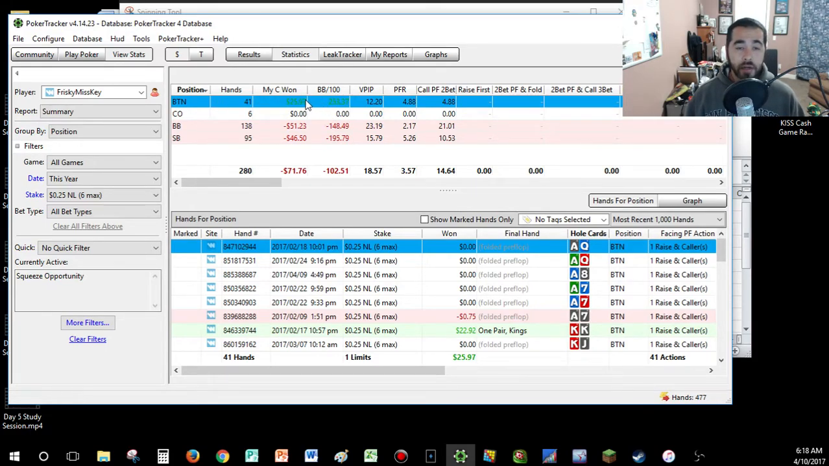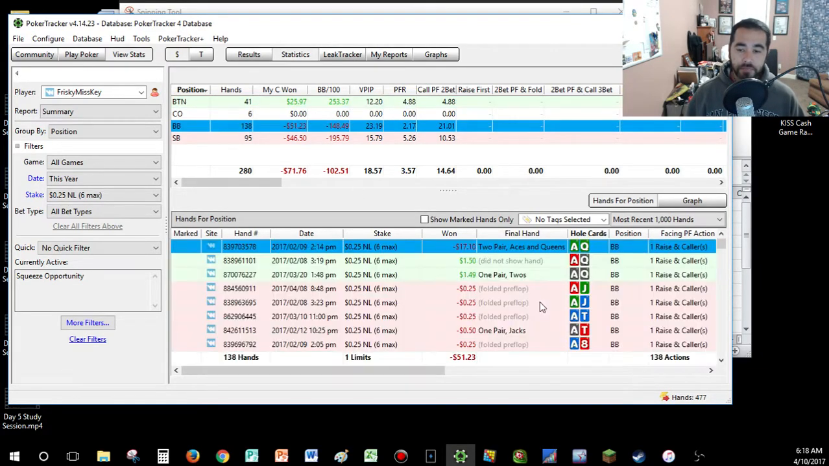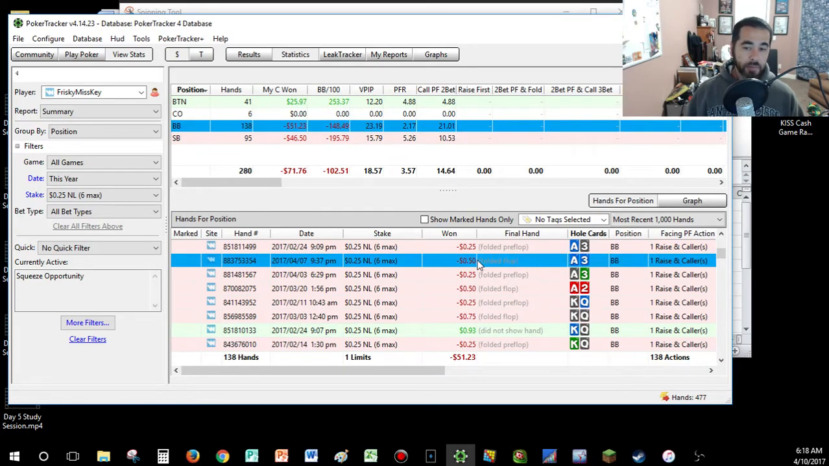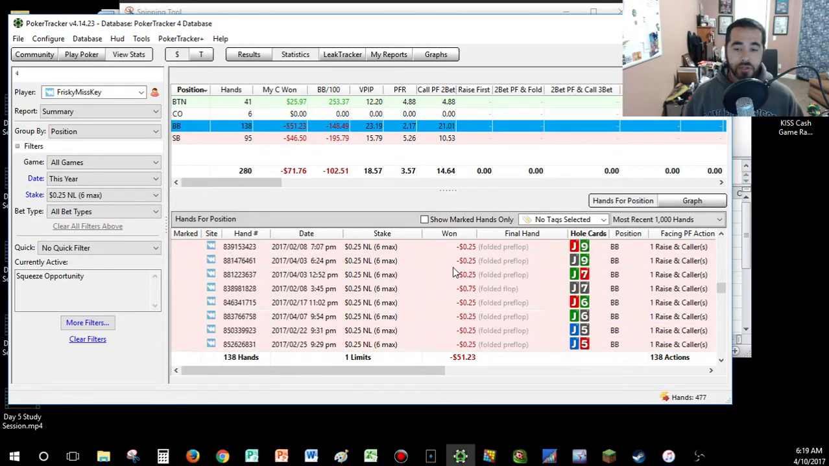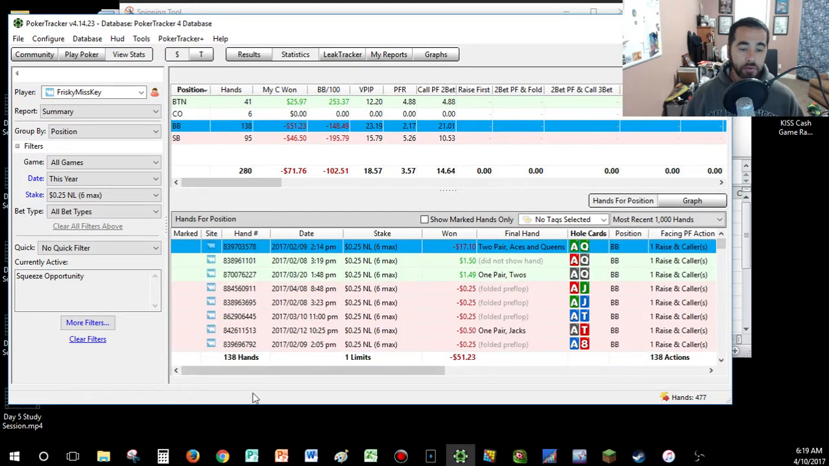Doing good on the button right there, and the reason why on the button, look at, I can just fold a ton of hands when I have the squeeze opportunity. I'm not losing any money. But in the blinds, I'm losing a ton, in the big blind right here, just losing a ton of blinds. I had the opportunity to squeeze, but I just called another 25 cents to see the flop. So these are some really good filters to look for me.